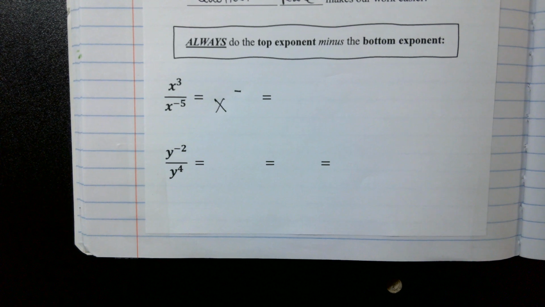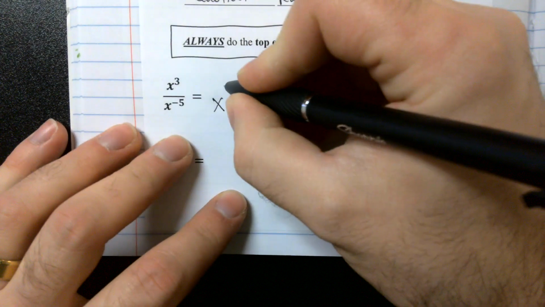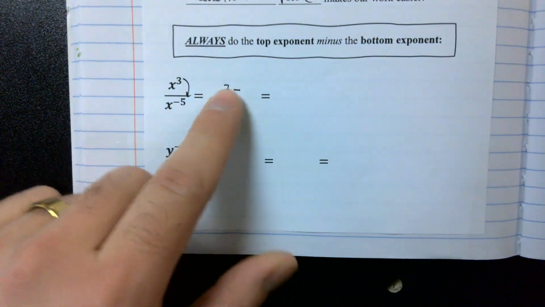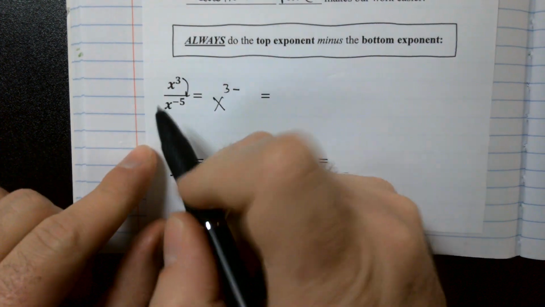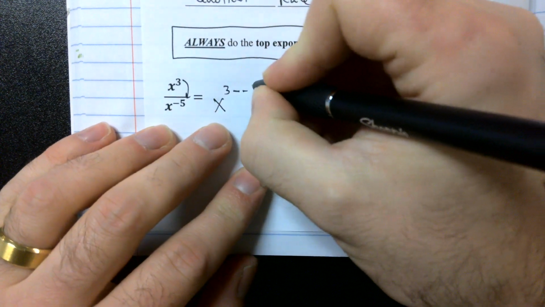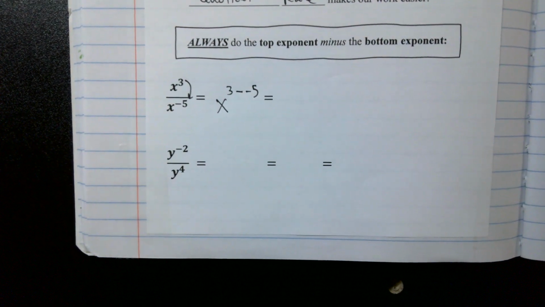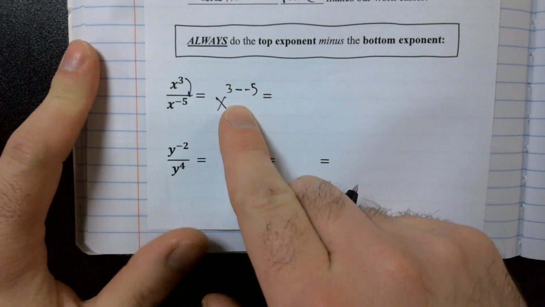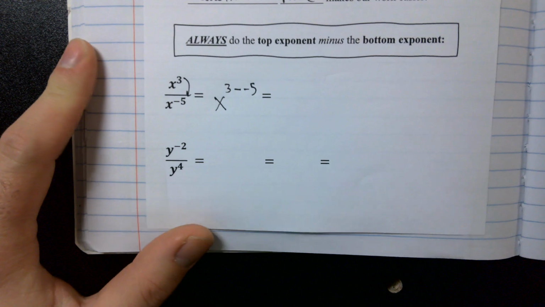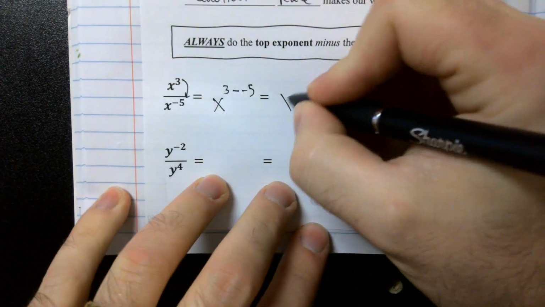What's the first number I'm going to put in this subtraction? 3. Minus what? Negative 5. 3 minus negative 5. Well, now I've got two minuses. What do those two minus signs make when we put them together? A plus, a positive.